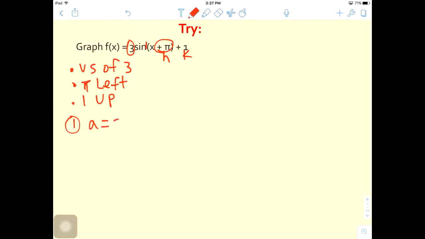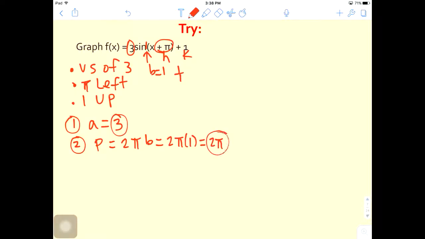So let's start with step 1. Amplitude is equal to 3. And step 2, period equals 2 pi over b. And we know that b is equal to 1 because it's 1 over 1. That's going to give me a 1, right? So b is just 1. That's nice. And that means the period does not change. It is staying at 2 pi. Step 3 is the partition. And we're taking 2 pi divided by 4, which gives me pi over 2. That's the original cut.